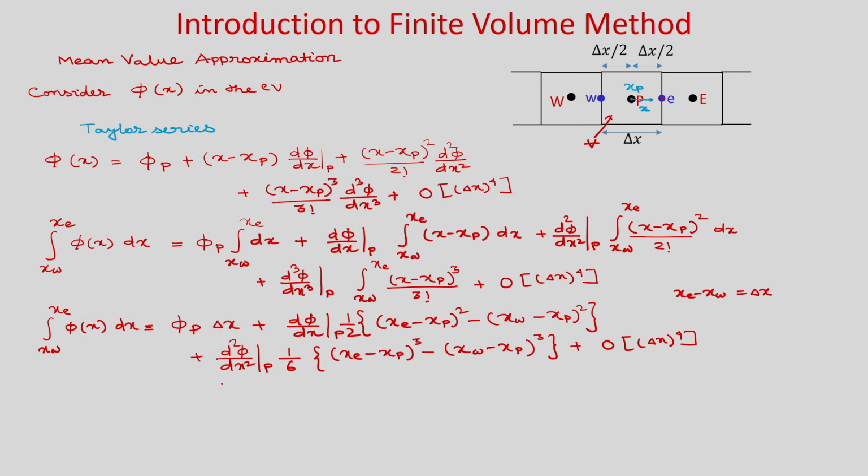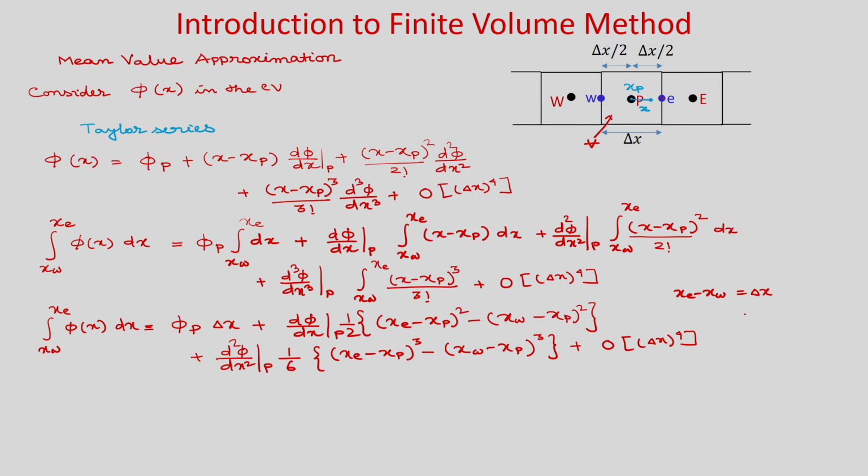So, now you can see the x e minus x p, what is the value? x e minus x p is delta x by 2, and x w minus x p is minus delta x by 2.